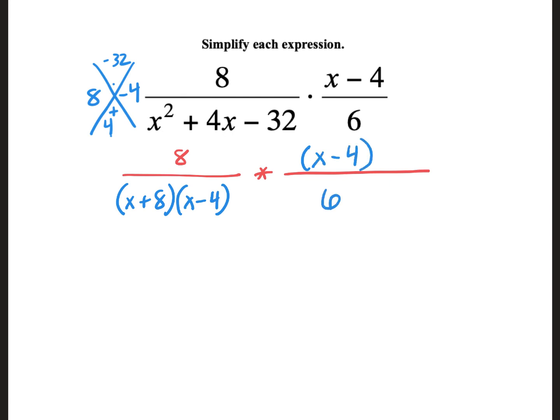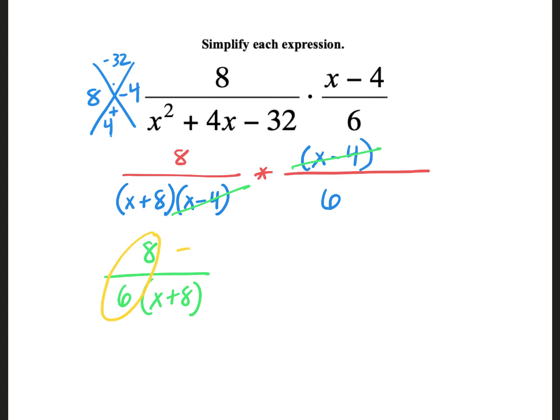And again, if anything shows up on the top and the bottom, we can cancel it out. So I know it's x minus 4, x minus 4. I'm going to rewrite it as one fraction. We're left with 8 on the top. I'm going to put 6 out front, and then x plus 8 on the bottom as well. The last thing you need to do is simplify your fraction. So is there anything you can divide both of your numbers by?